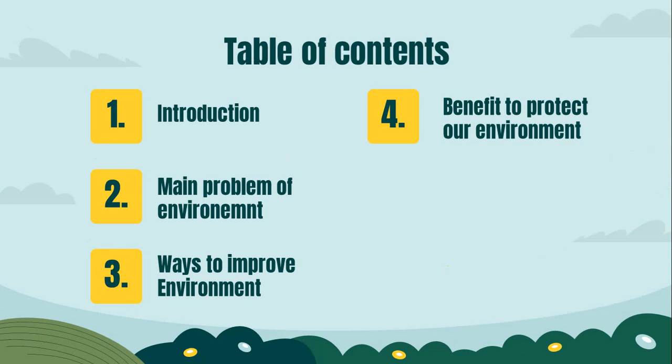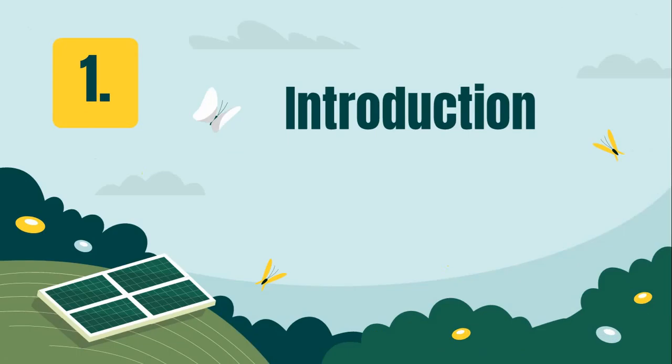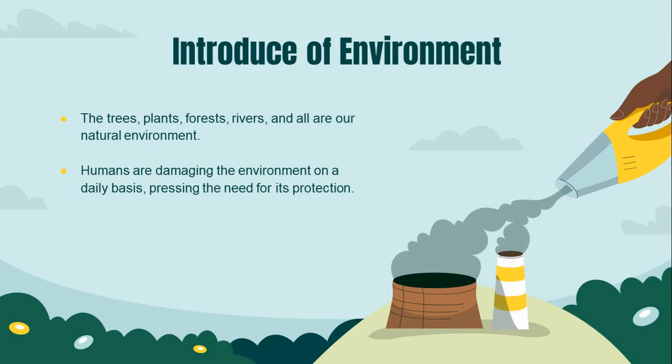The first one is introduction, the second one is main problems of environments, the third one is ways to improve the environment, and the fourth one is benefits of protecting our environment. For the first one, nowadays the environment refers to everything that is surrounding us, such as trees, plants, forests, rivers, and all our natural environment.